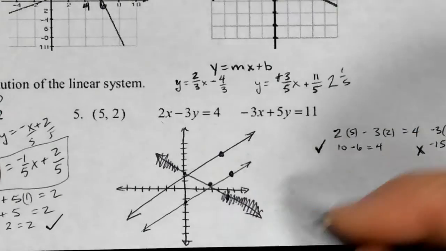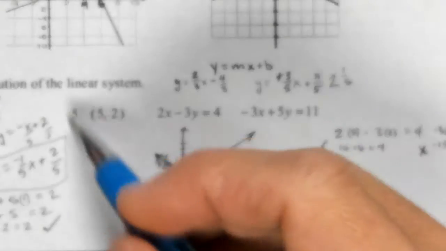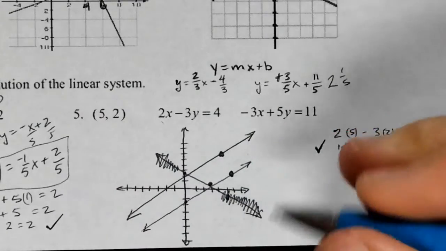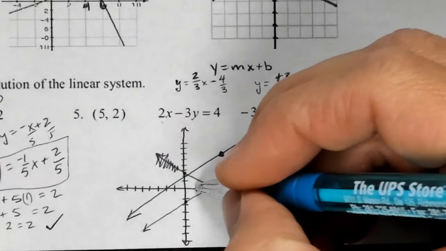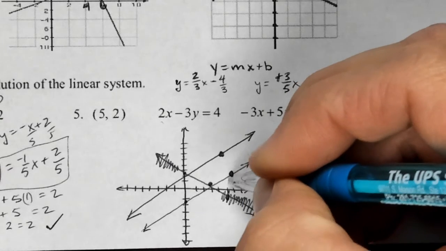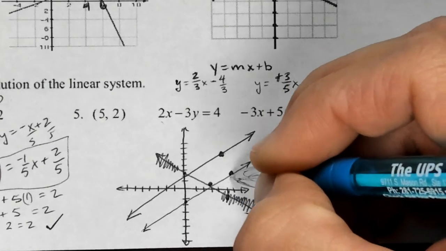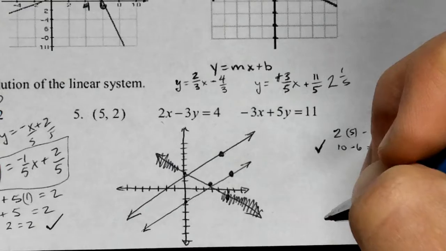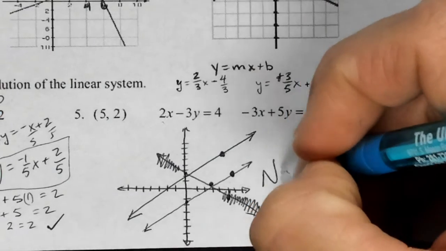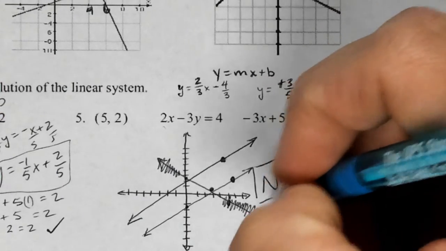So looking at my graph here, the point (5, 2), is that the point of intersection? Is that the solution? So you go over 1, 2, 3, 4, 5, go up 1, 2. Well, no, that graph is nowhere near close to that point. So you know right now that, no, this is incorrect. That is not the solution.